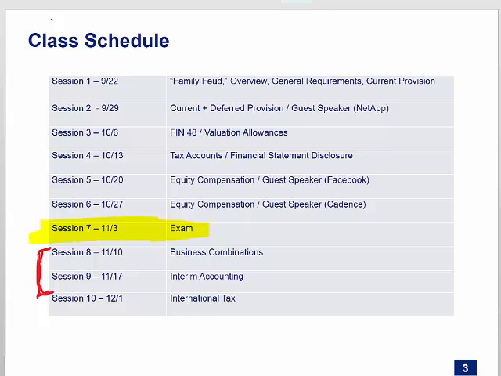So I mix it up every year in terms of guest speakers, and this year there's going to be 3, which is typical. And they'll come for the first half hour, 45 minutes of a class and talk about their tax footnotes. And the 3 you can see listed on the calendar here. The first one is NetApp, and that'll be on class 2. The second one is Facebook, and then the third one is Cadence.